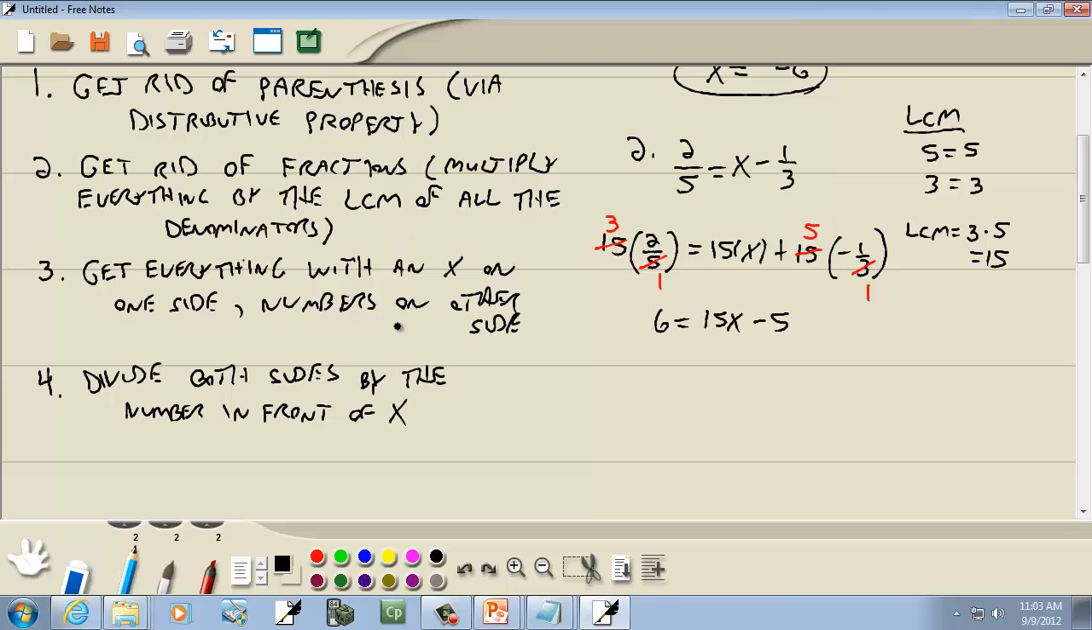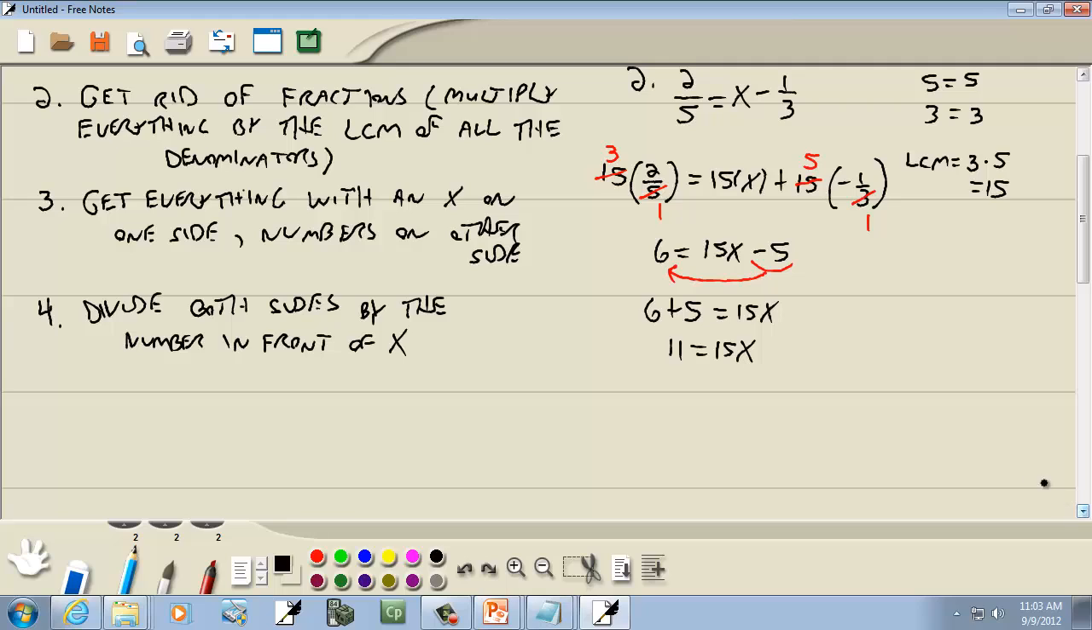Now step 3, get everything with an x on one side and numbers on the other side. I'm going to take this negative 5 and move it to the left side. Remember, when you take anything across your equals, the sign changes. So that becomes a positive 5. At any step, combine together numbers. 6 plus 5 is 11. Fourth step, divide both sides by the number in front of your x. Well, the number in front of our x is 15. So we'll divide both sides by 15.